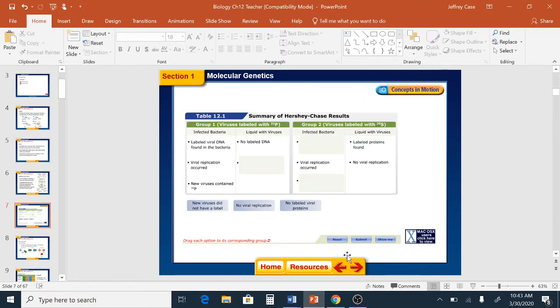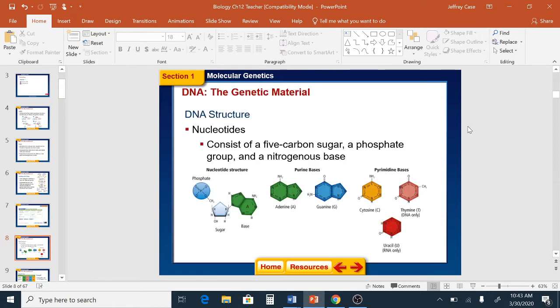You can go ahead and do this on your own. I can't move these for whatever reason. So you can take a look at those, pause it if you'd like. Moving on, DNA structure.